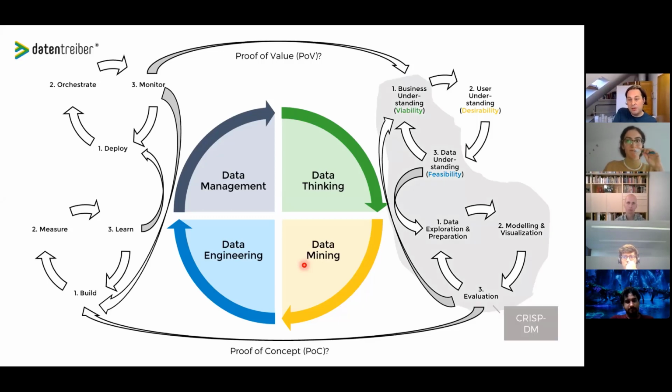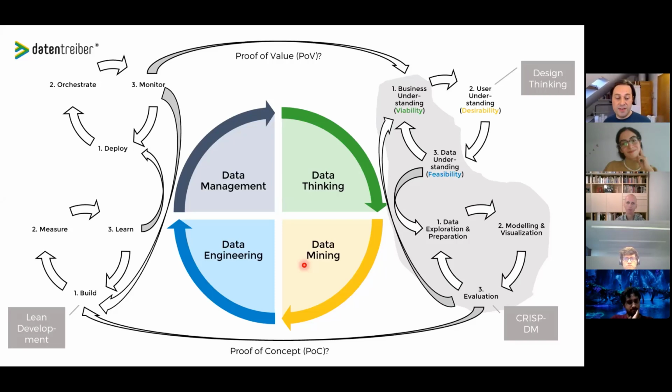So maybe you recognized the right side. This is the so-called cross-industry standard process for data mining. But what's missing in the CRISP-DM process is the user understanding. And that's why we combine CRISP-DM together with design thinking.